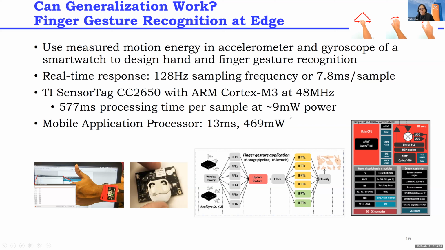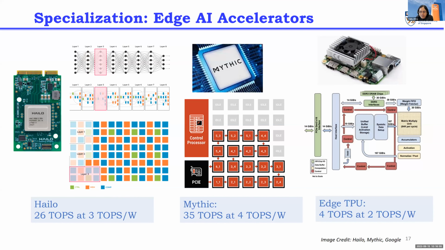Now, if we can execute it on my mobile processor, which has a much more powerful processor, I can reduce the time to 13 milliseconds, but I still need a lot more power. This is about half a watt, which is not acceptable. So how do you do that? Again, instead of generalization, you can do specialization.